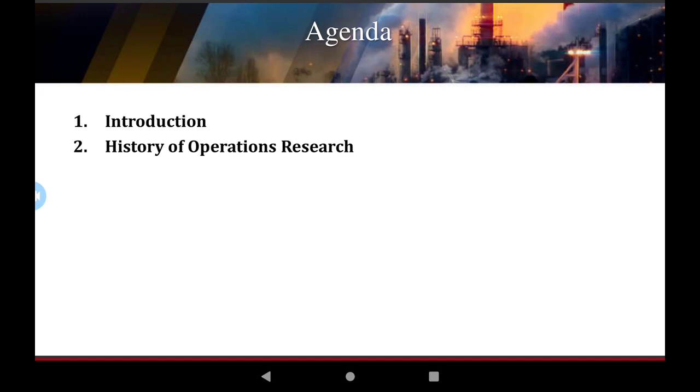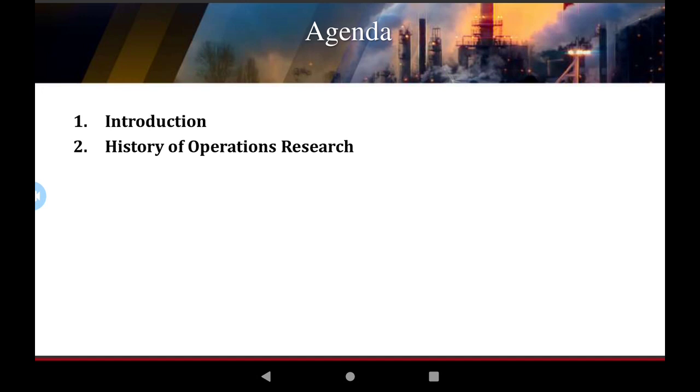Operation research is also used for critical knowledge and for scientific and mathematical study. All these points were discussed in the last lectures. Now we start the introduction to operation research, and the second point is the history of operation research, and why the subject of operation research was developed.